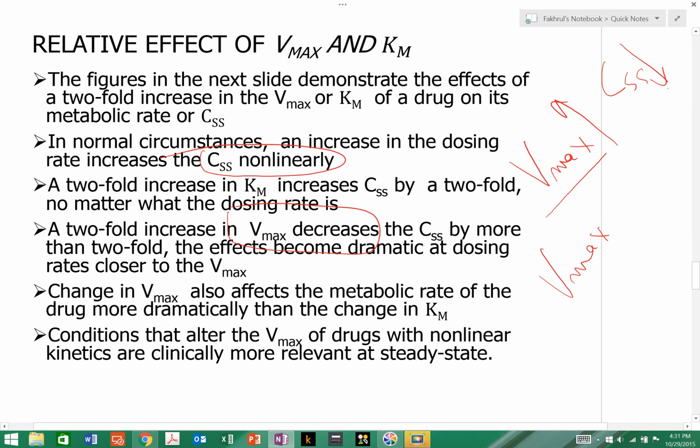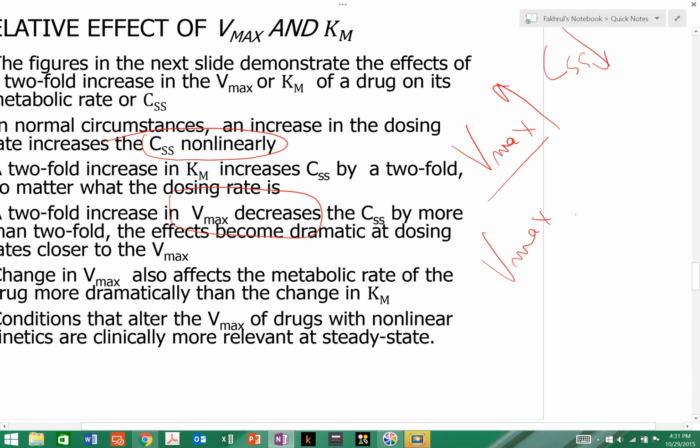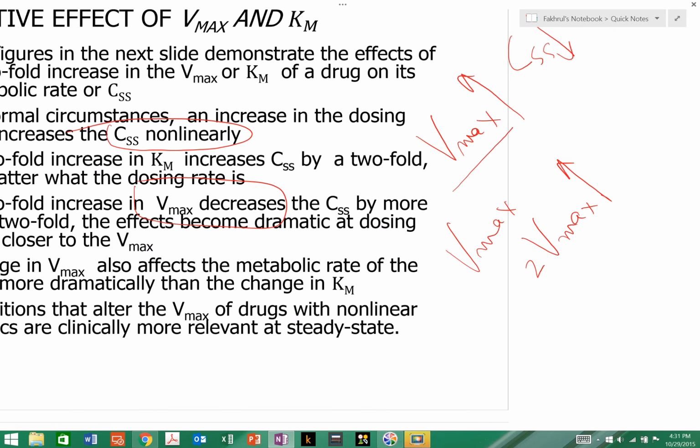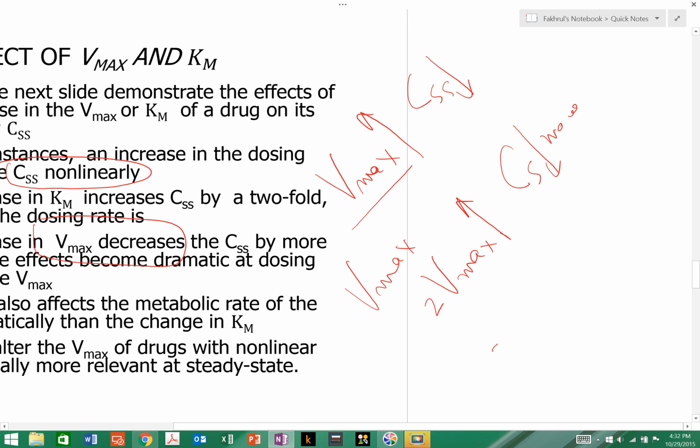But in many cases, if you increase Vmax, say Vmax becomes 2 times higher, CSS is going to decrease by more than 2 times. So you expect a twofold increase in Vmax to be equivalent to a twofold decrease in CSS. But this does not happen. CSS goes down even further.